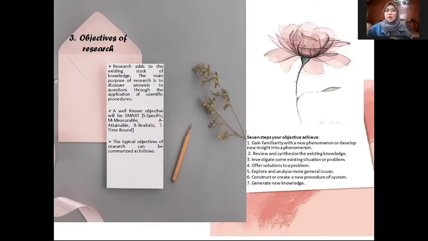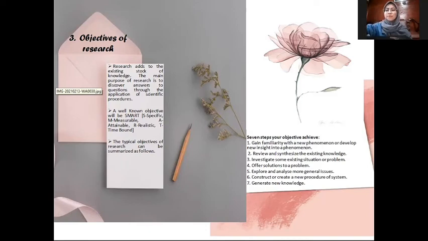And the second is a well-known objective, which is SMART. What is SMART? S is specific. It means you should specify exactly what you will do in each phase of your study, like how, when, where, and for what purpose. M is measurable, A is attainable, R is realistic, and T is time bound. And the third is the typical objective of research, which can be summarized as follows.